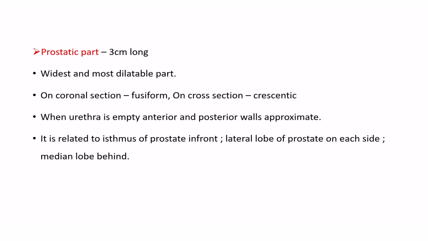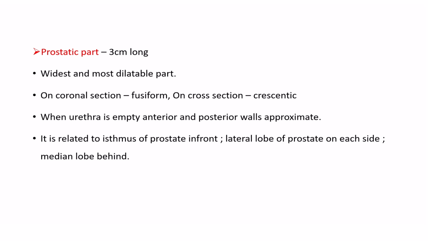And prostatic urethra, as from the measurements, we can already know that prostatic urethra has the widest lumen and it is the most dilatable part. The length is around 3 centimeters and the maximum width is about 8 millimeters in the middle. On cross section, it presents a crescentric lumen with convexity directed in front. So when urethra is empty, anterior and posterior walls come in close contact.